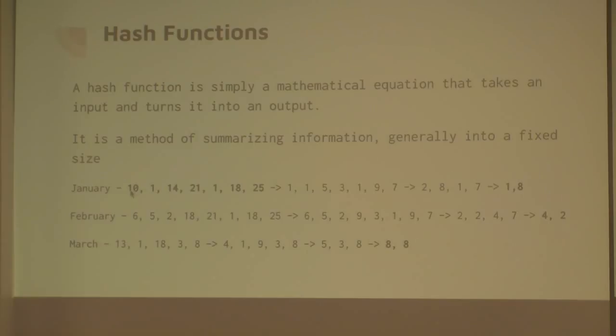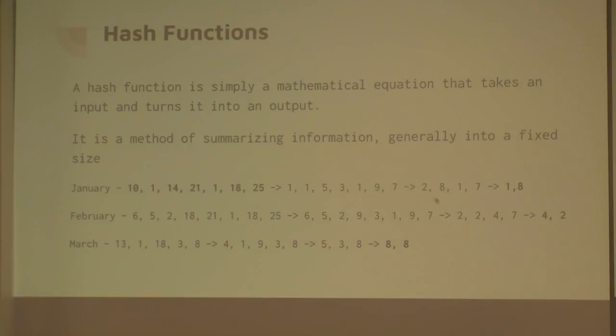Let's combine all the numbers. 10 and 0 is 1. 1 is 1. 1 and 4 put together is 5. 2 and 1 put together is 3. 1 by itself is 1. 1 and 8 is 9. And 2 and 5 is 7. So we're compressing those numbers down. Now let's compress them down again. 1 and 1 is 2. We see over here it's 2. 5 and 3 is 8. We see over here it's 8. 1 and 9 is 10. And let's take the 1 and 0 and compress that down to 1.